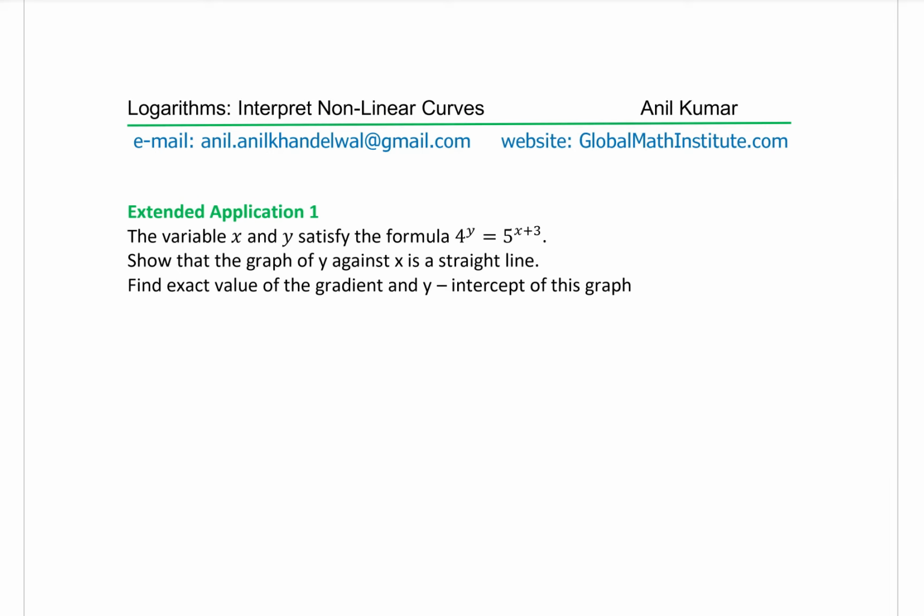Extended application 1. The variables x and y satisfy the formula; let me rewrite it: 4 to the power of y equals 5 to the power of x plus 3. Now this has two parts. The first one is: show that the graph of y against x is a straight line. And the second one: find the exact value of the gradient and y-intercept of this graph. So let's do part A.